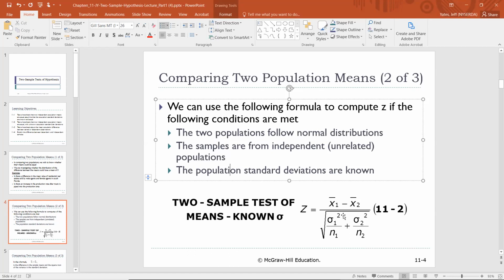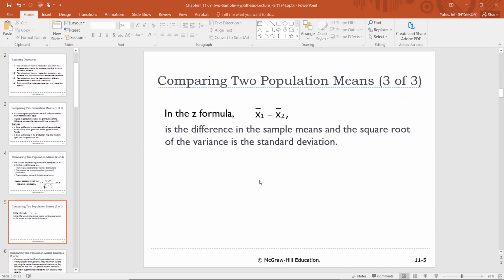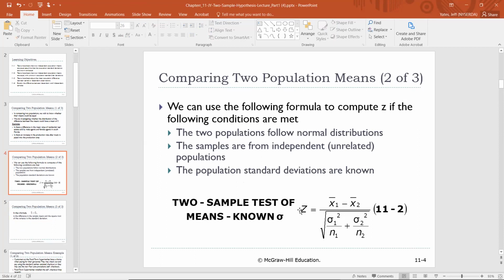So simply the mean of one population minus the mean of the other, divided by the known population standard deviation of each of them divided by their respective sample sizes. And then we take the square root of the variance to get the standard deviation. All right, so sigma squared, we take the square root of the sigma squared and we get our standard deviation. Again, a two sample test of the means with a known standard deviation. So x bar 1 minus x bar 2 is the difference in the sample means, and then dividing it by the square root of the variance. All right, so that's the explanation of this formula right here.